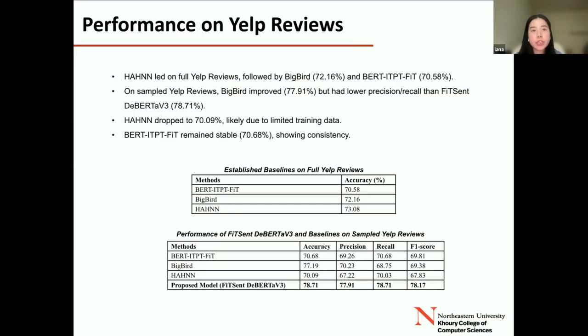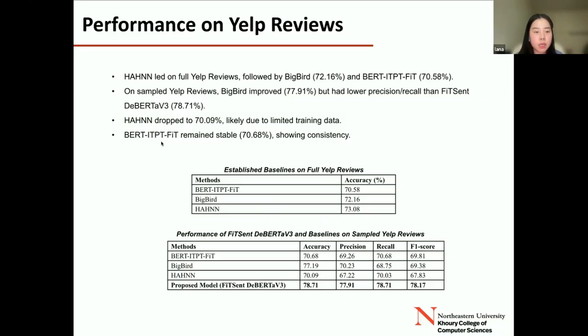And then on the sample Yelp Reviews, Big Bird improved to 77.91%. And I think this is because it benefits from the reduced noise. But when you compare the precision and recall, it achieved much lower scores, indicating the struggles within the minority sentiment classes. And then the best performing model on the full Yelp Reviews, the hierarchical attention network, dropped to only 70.09%, likely due to the reduced training data.